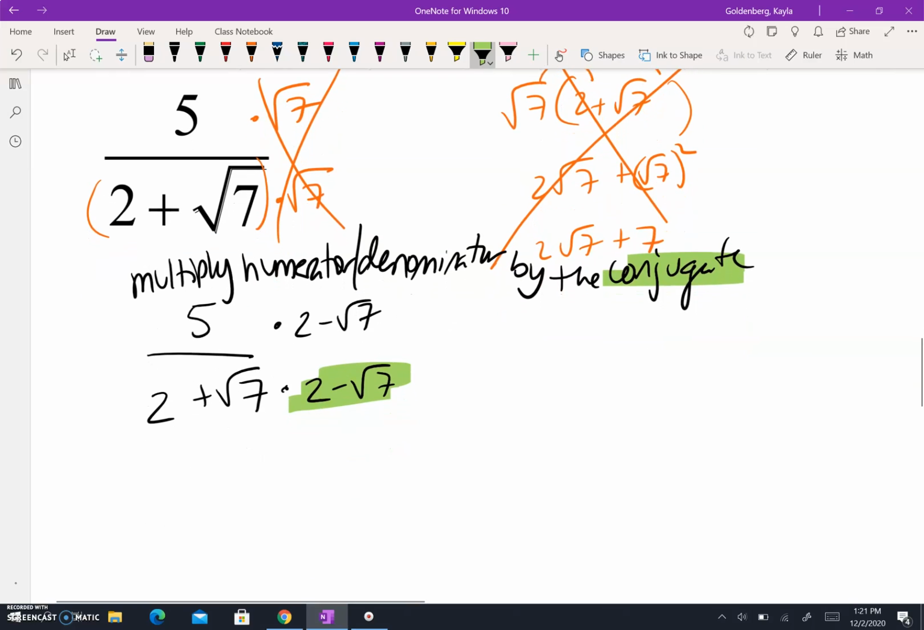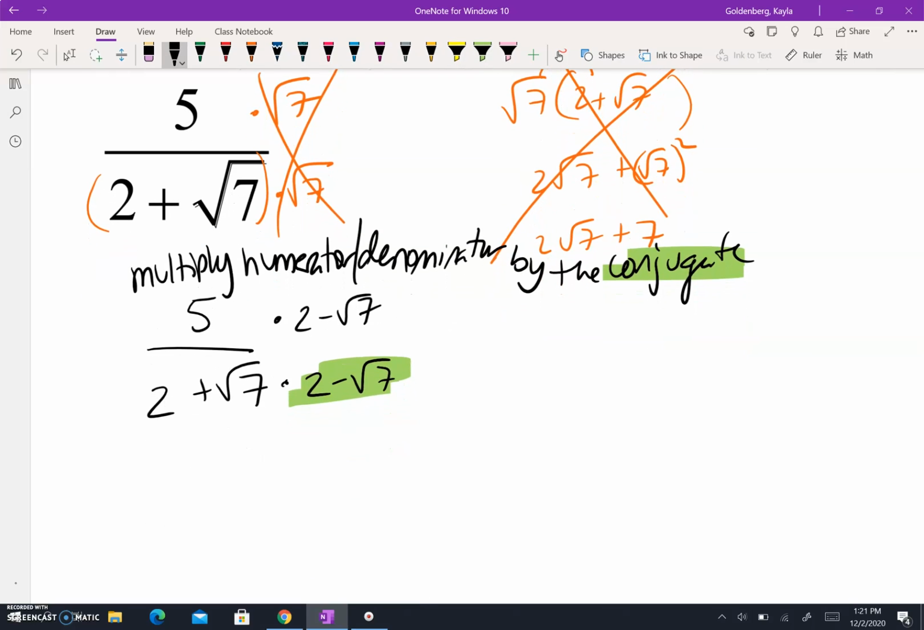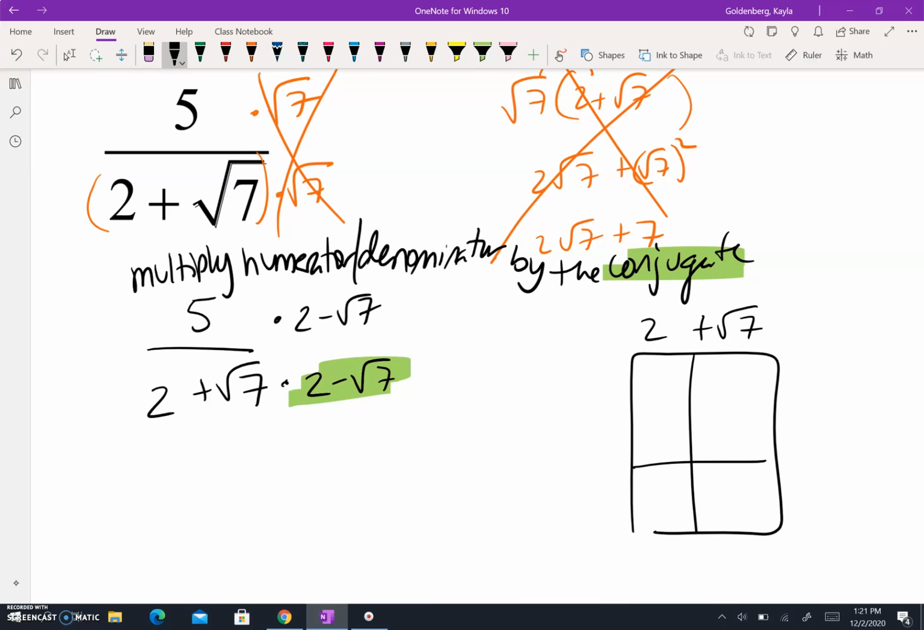So the question is, why does that work? Let's explore what that distribution box, our area model, would look like. So I had 2 plus root 7. Notice we have 2 binomials, and 2 minus root 7. Think about it with parentheses, which might help you see that distribution. You can either FOIL that out or use an area model. 2 and 2 make 4.